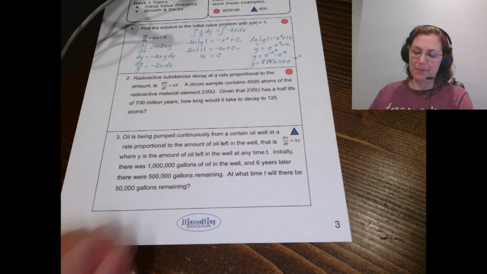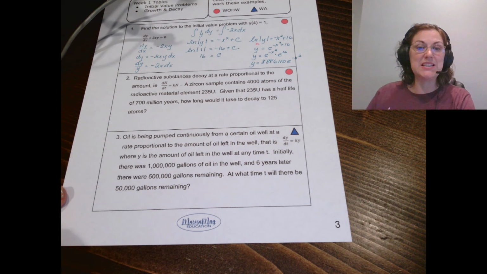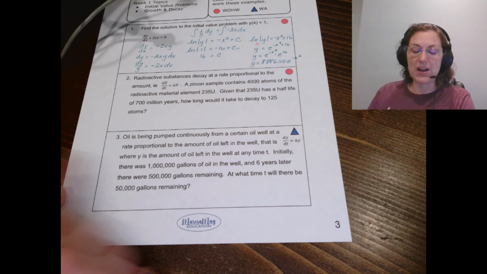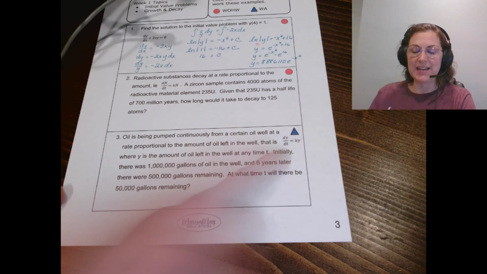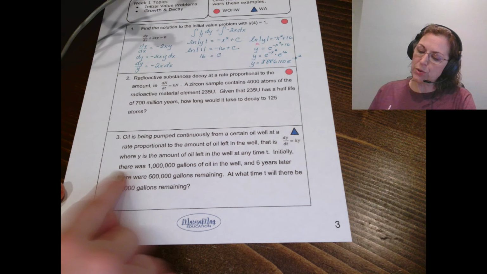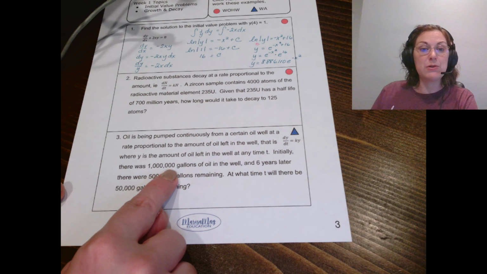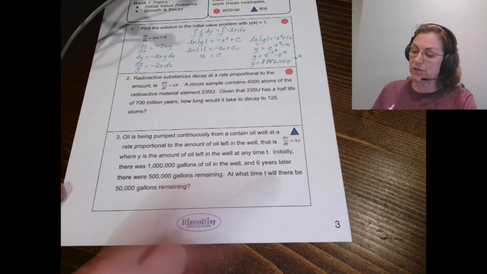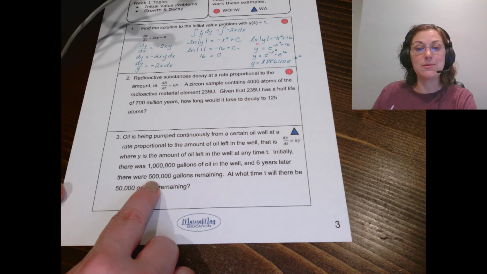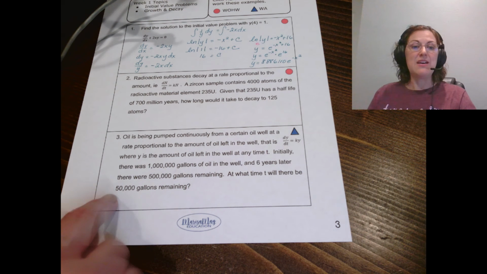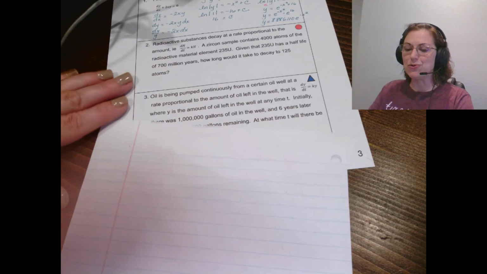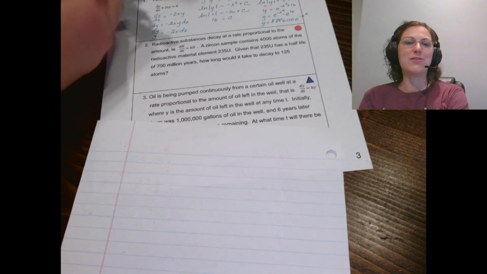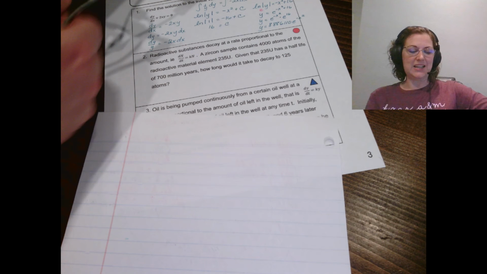Let's look at number 3. Oil is being pumped continuously from a certain oil well at a rate proportional to the amount of oil left. That is dy/dt equals ky. We're told initially there is 1,000,000 gallons of oil in the well. 6 years later, 500,000. At what time will there be 50,000 gallons remaining? Again, I'm going to bring over another piece of paper simply so we have enough room to cover this problem in detail.